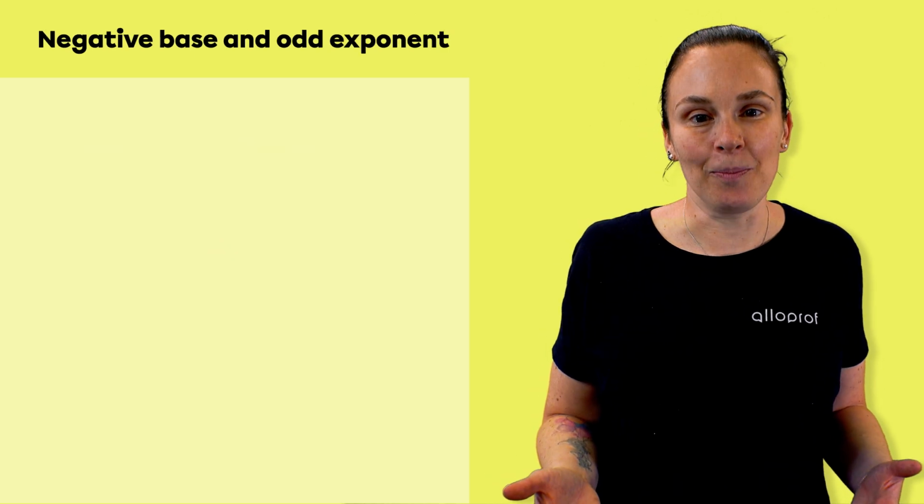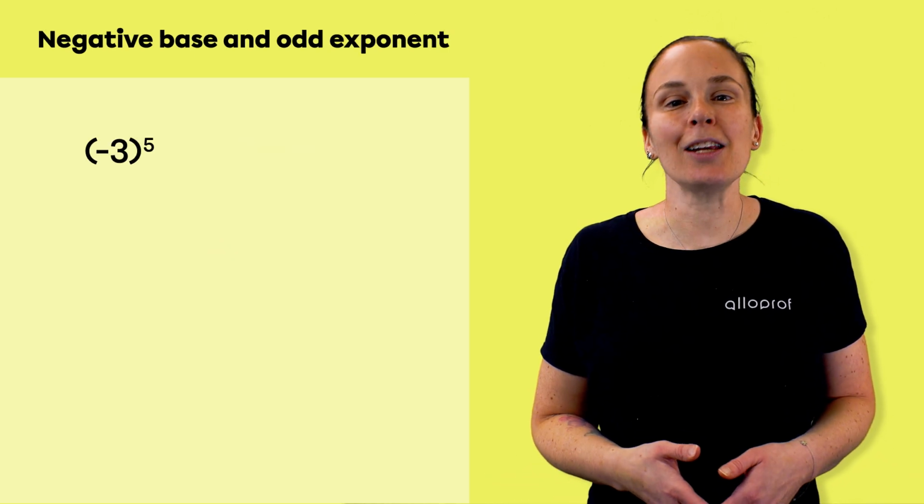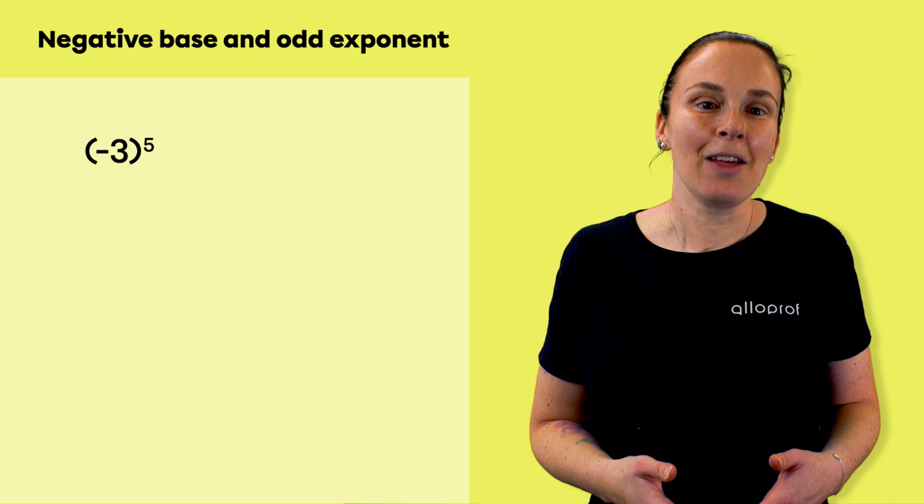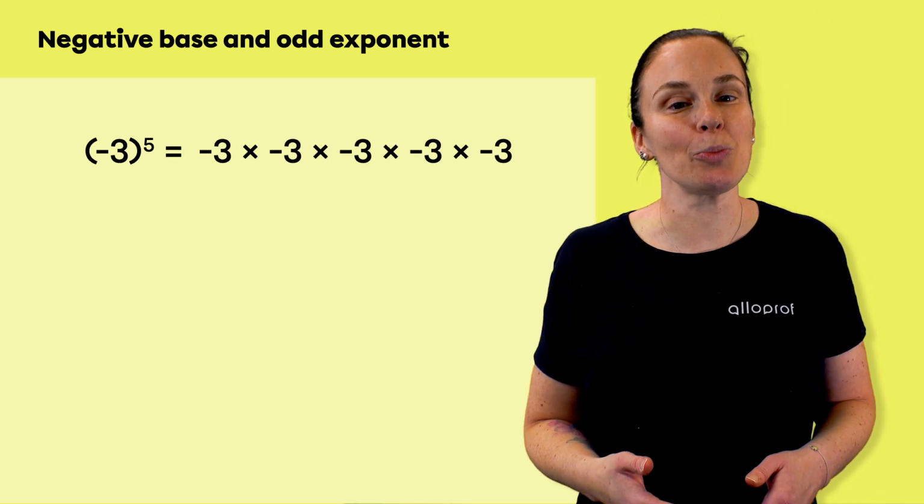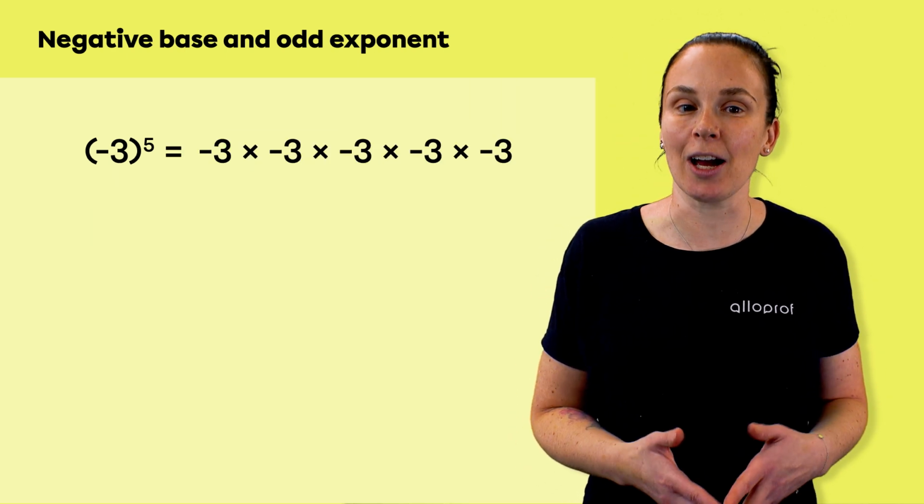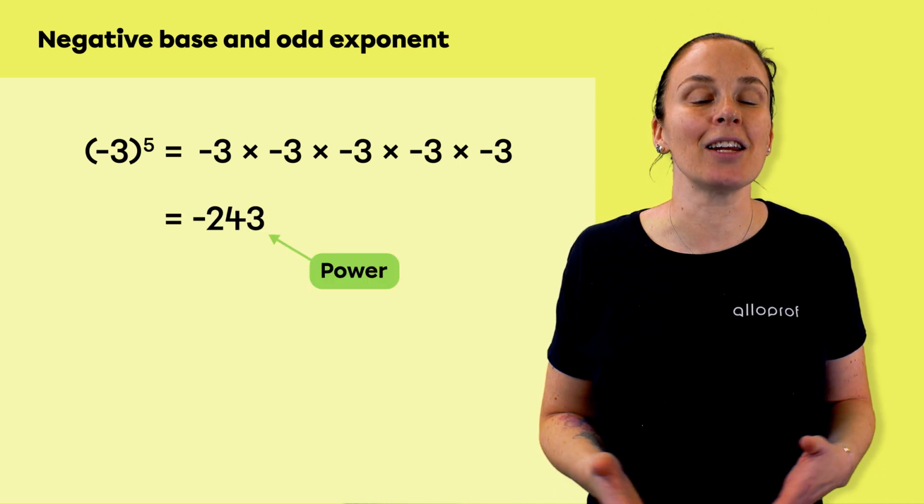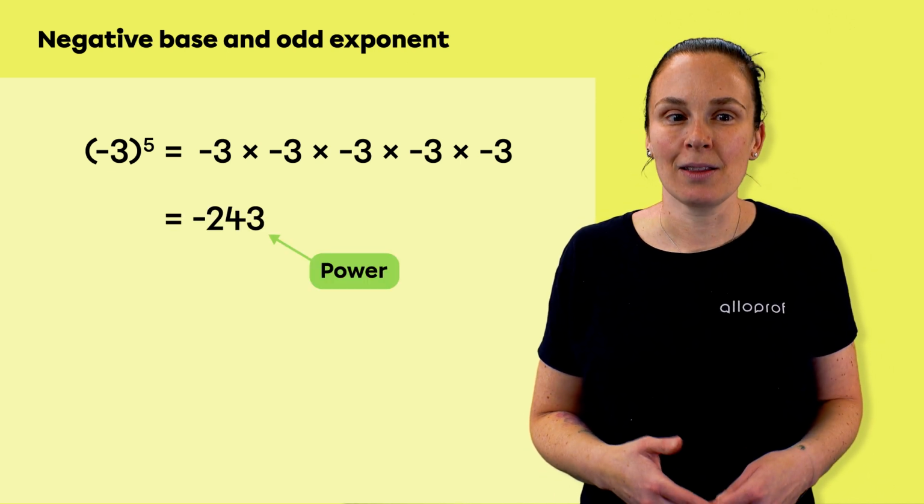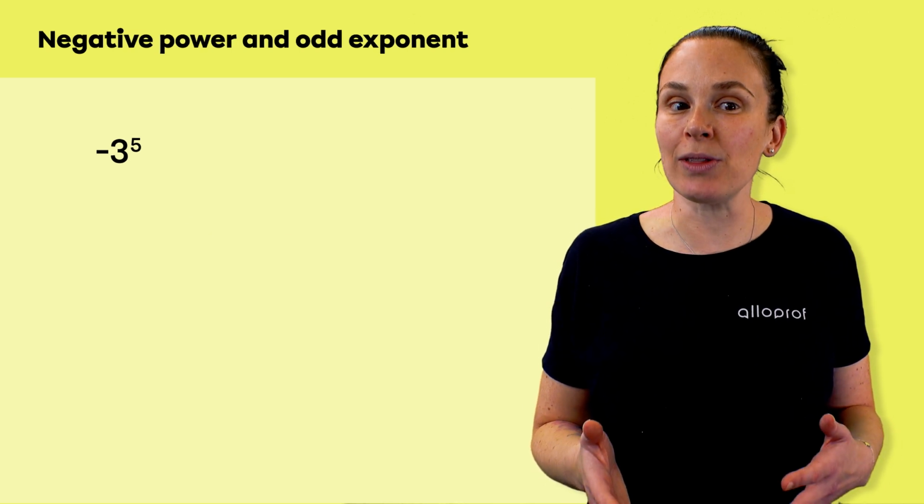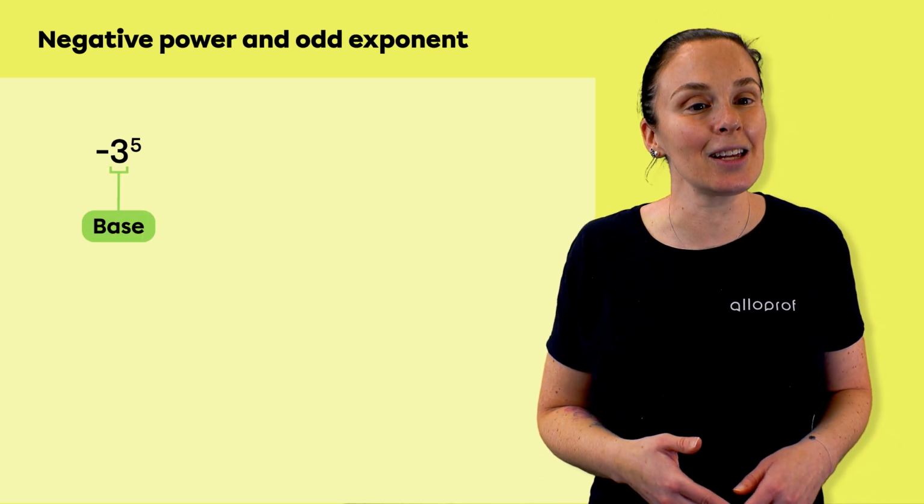Here's another example, but with a negative base. Negative 3 to the power of 5. The base is negative 3, and the exponent is 5. This means we need to multiply negative 3 by itself 5 times. The power or answer is negative 243. Notice that the negative 3 is inside brackets. These brackets are very important. Without them, the base is 3 and not negative 3.